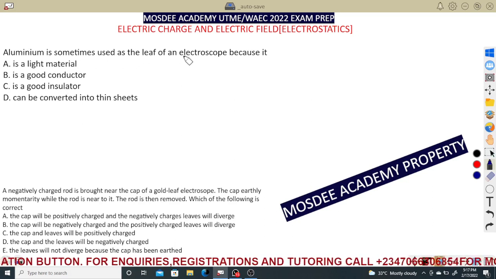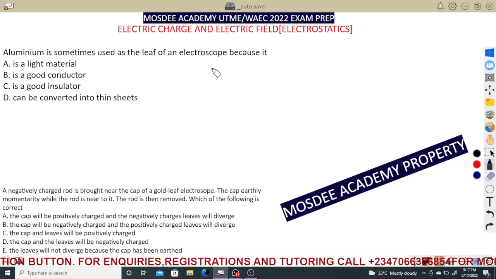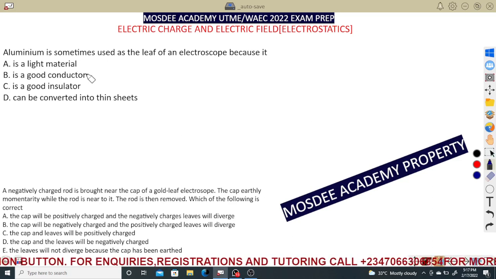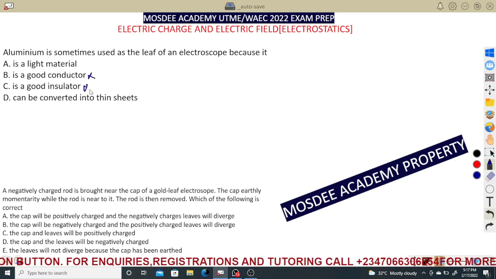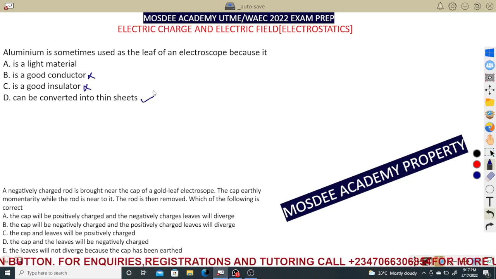Aluminium is sometimes used as the leaf of an electroscope. I just talked about this. Do I need to still talk about more concepts? Okay, they said no. Now, it's a light material. It's a good conductor, it's not the answer. It's a good insulator, it's not. It can be converted into thin sheets. This is the right answer.